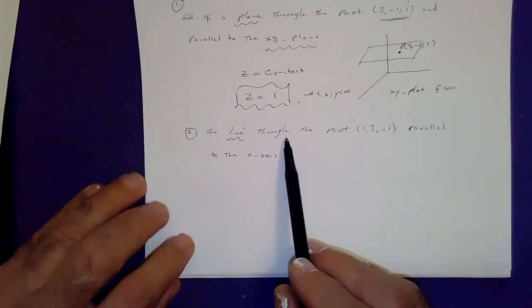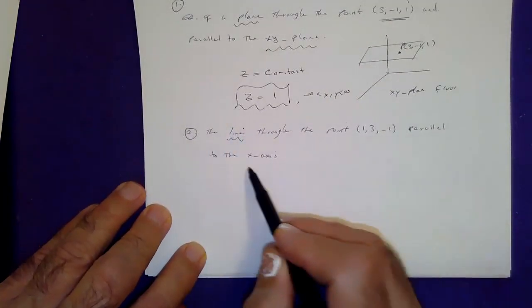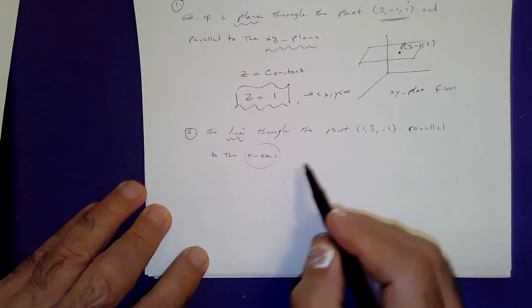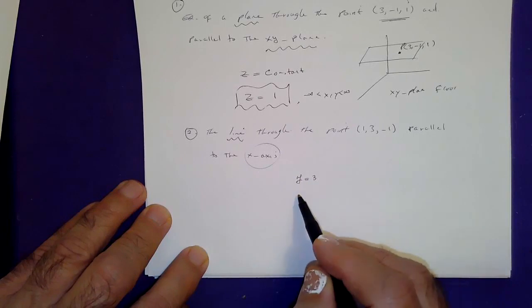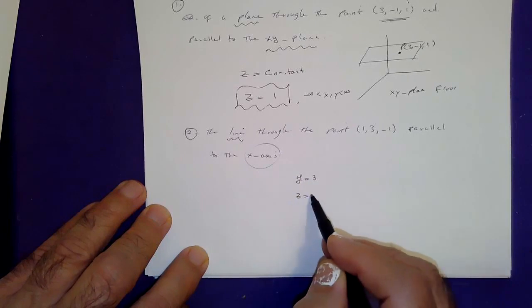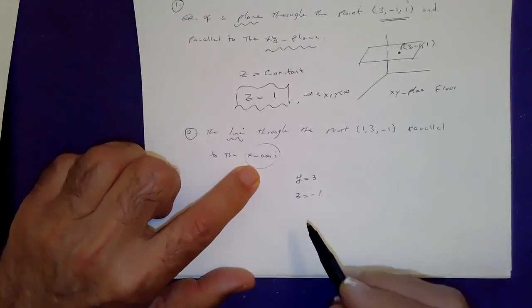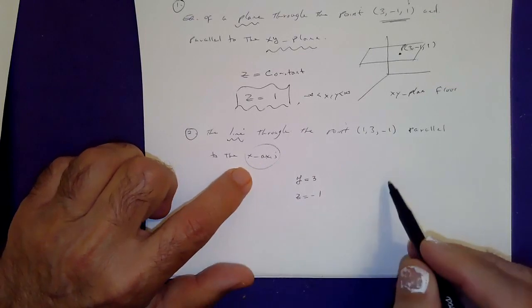Find the equation of the line. Remember now, this is the equation of the line through this point and parallel to the x-axis. So remember here, we need a pair of equations, and those equations happen to be y equals 3 and z equals negative 1. Why? Because x is going to be parallel to the x-axis.